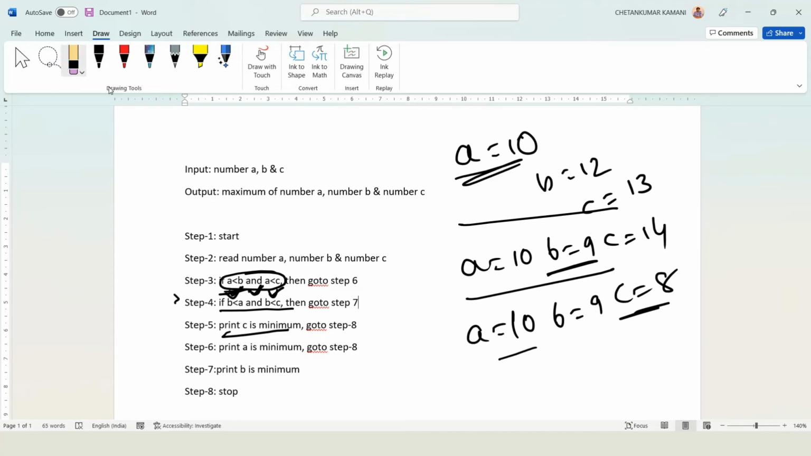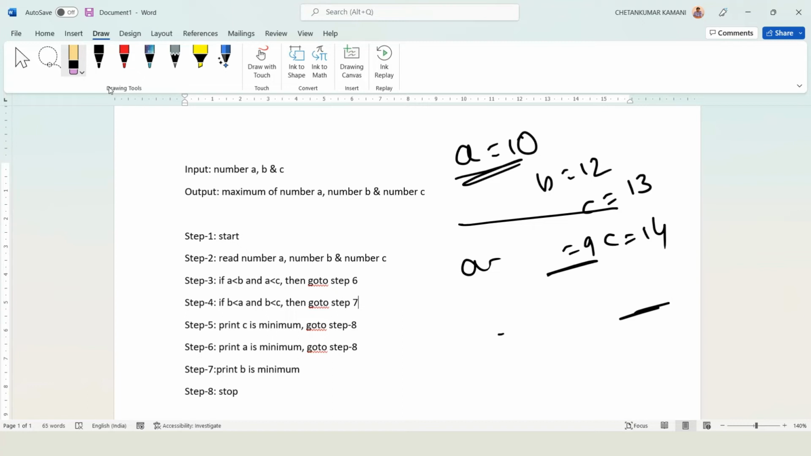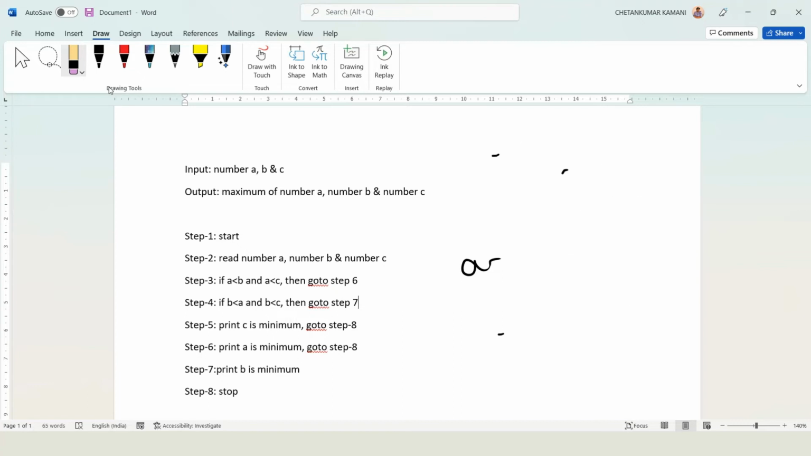Now all of you have an idea about the algorithm. You can see this would be the solution for our problem. I hope you have understood this. If you have any doubt regarding this solution, then you can write in the comment box.